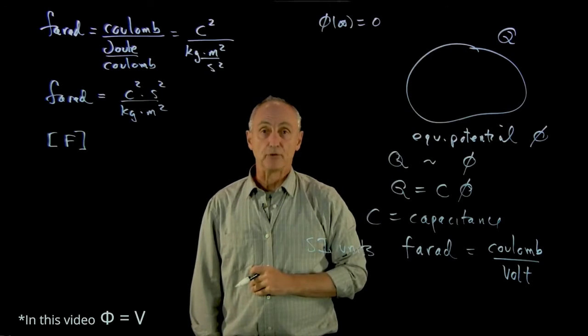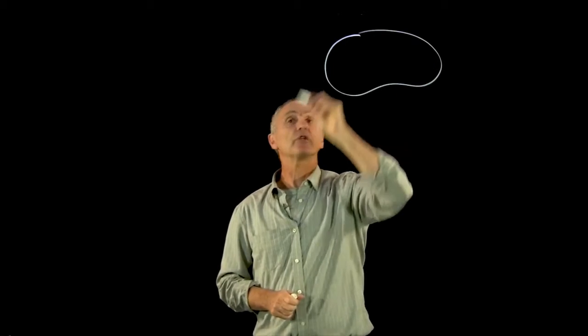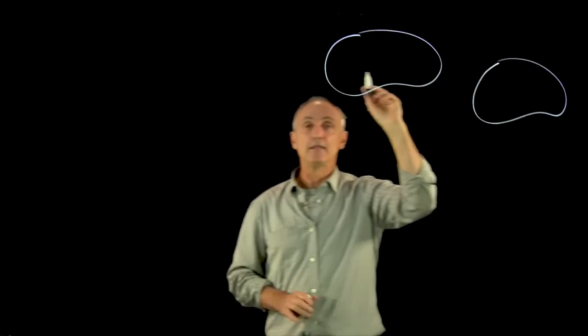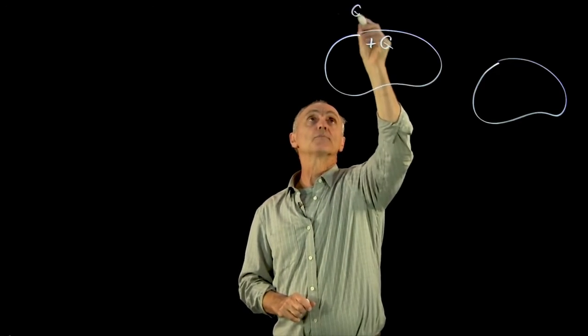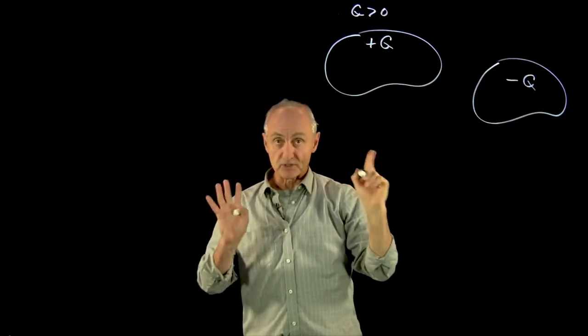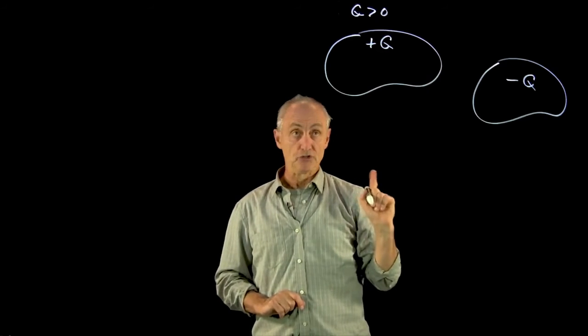We'll now look at some examples. We talked about the capacitance of a single isolated conductor. Now let's consider what happens if we have 2 isolated conductors. So here's one, and here's another. One has a plus Q, where Q is positive, and the other has a minus Q. Now that's very specific to this pair of isolated conductors, that they have equal and opposite charges.